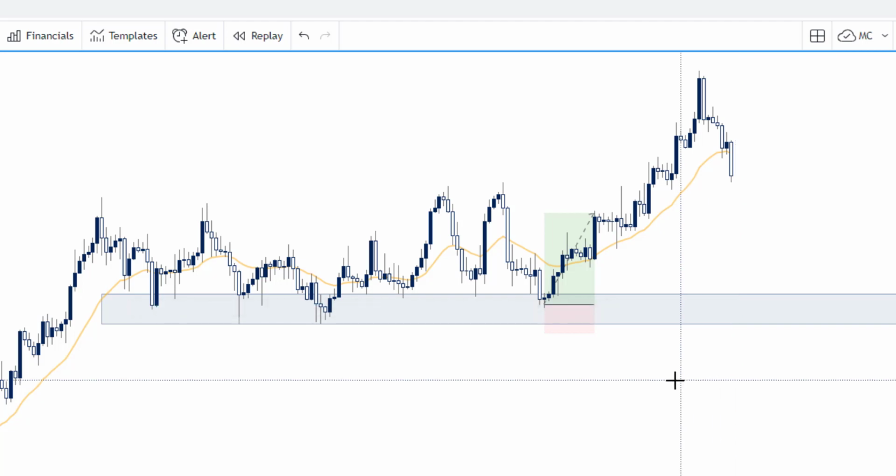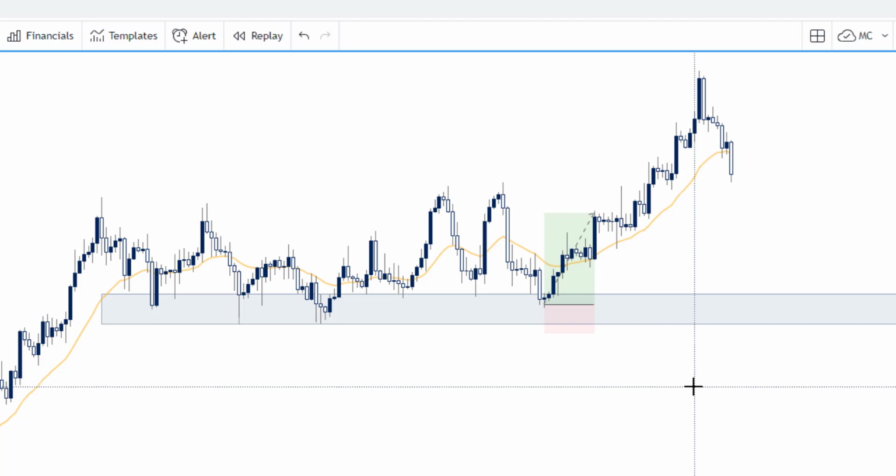Now in terms of stop loss, I think it's a very well chosen stop loss. It's exactly how we teach in the course. It's below the support zone here with a little buffer added to it. So stop loss really well chosen here.